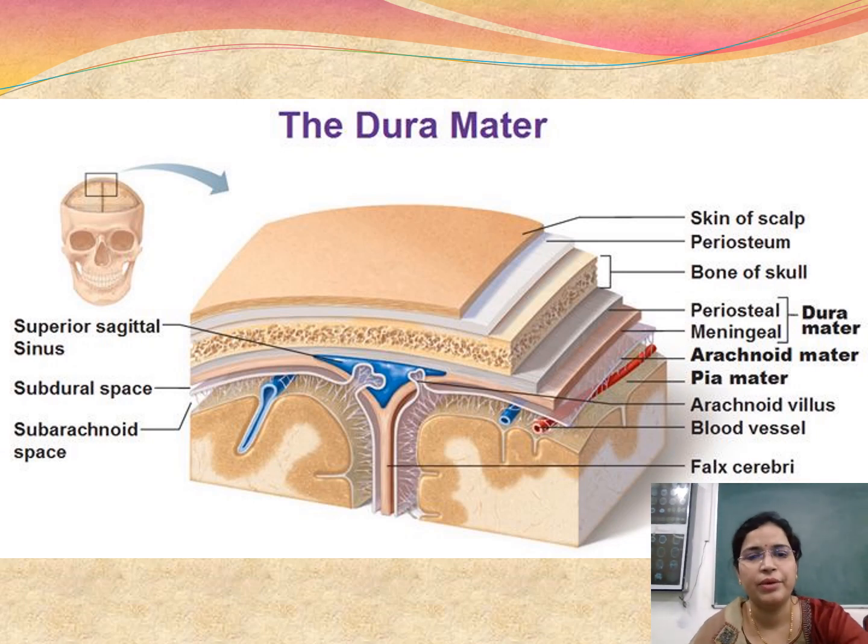Now this is the dura mater. Now here is the superior sagittal sinus. Now this is the subdural space and this is the subarachnoid space. So below the dura mater and above the arachnoid mater there is the subdural space, and now here is the subarachnoid space. In the subarachnoid space you can see all the blood vessels, and now the fold between the two cerebral hemispheres, this fold of the meningeal layer, is called the falx cerebri.